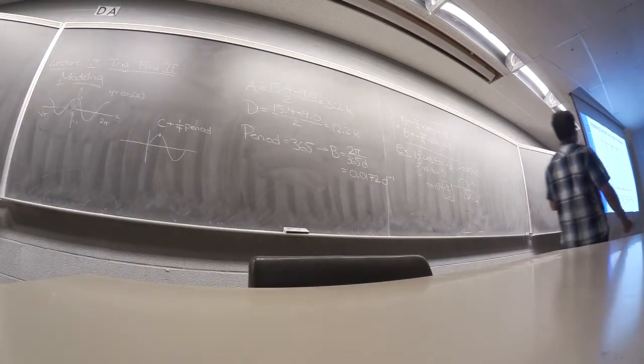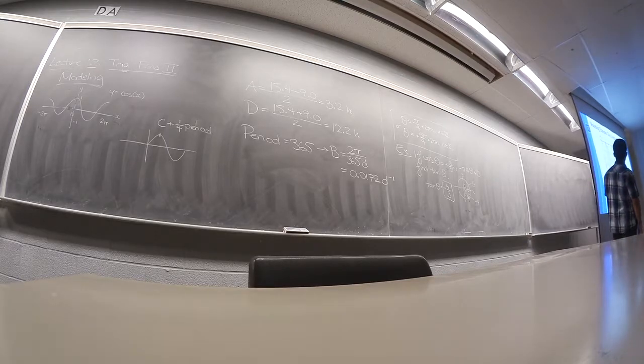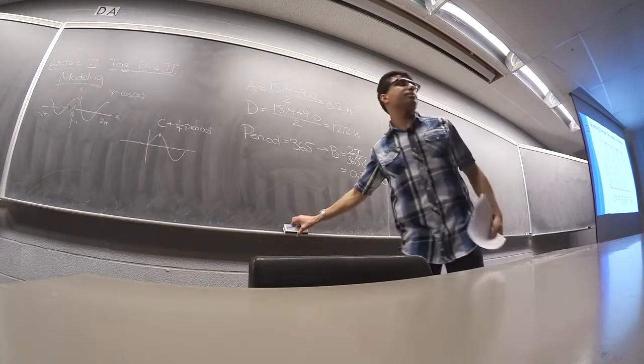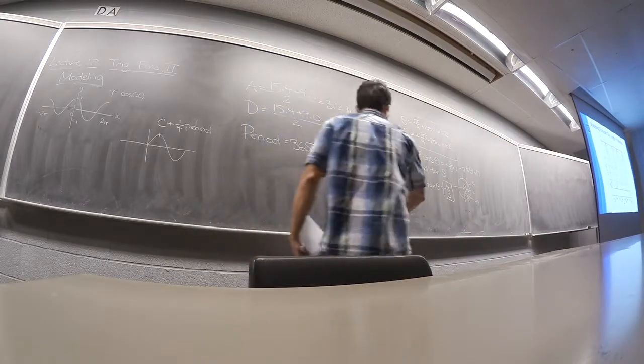And again, I measured it peak to peak, or you can do it trough to trough, or you can do every other crossing of the mean line. Period is 365 days.